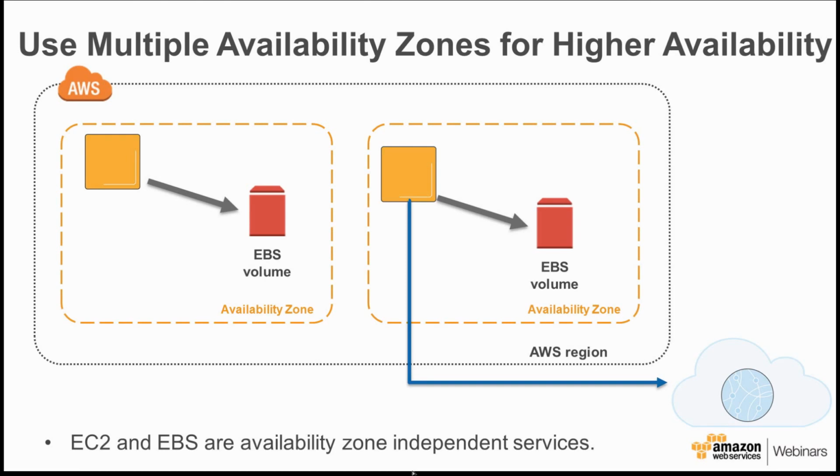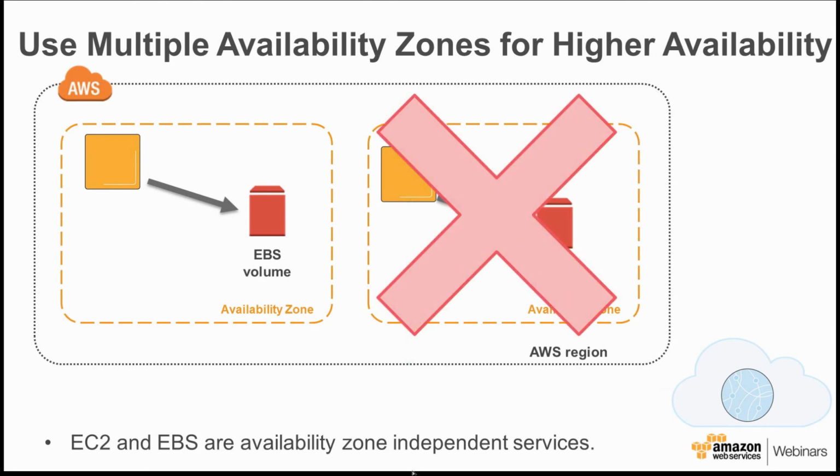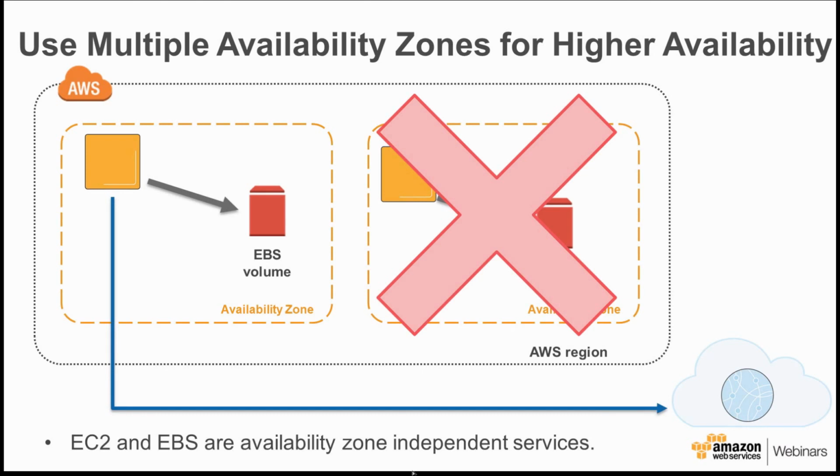EBS is designed to be availability zone independent. So for example, a power outage in one availability zone should not affect the service in another availability zone. Thus, for higher availability applications, to mitigate against a zonal issue, we recommend you architect to use multiple availability zones.